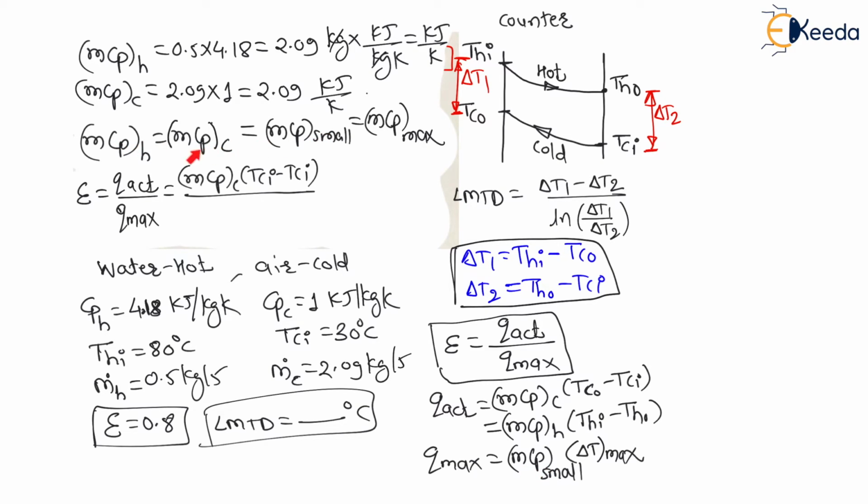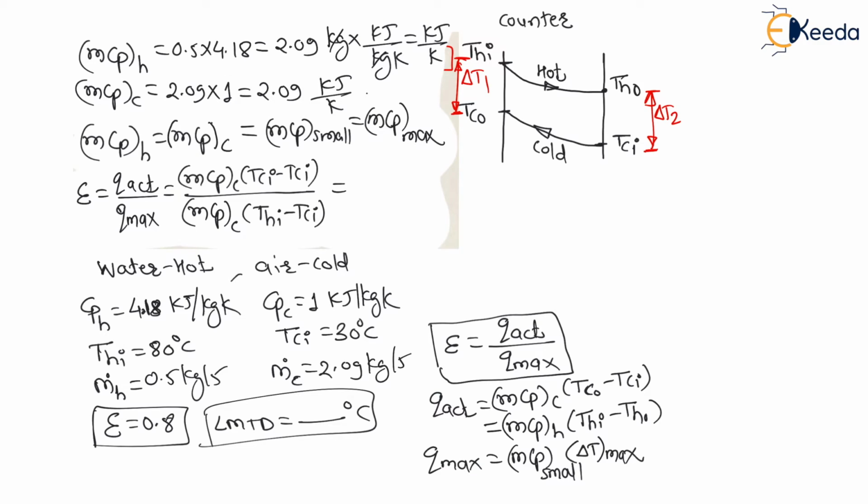Here mCp of cold as well as mCp of hot is minimum, because both are equal, meaning both are minimum as well as both are maximum. Therefore, let us use mCp of cold into the maximum temperature difference. The maximum temperature difference is nothing but the maximum temperature minus the minimum temperature. The maximum temperature is THI and the minimum temperature is TCI, right?